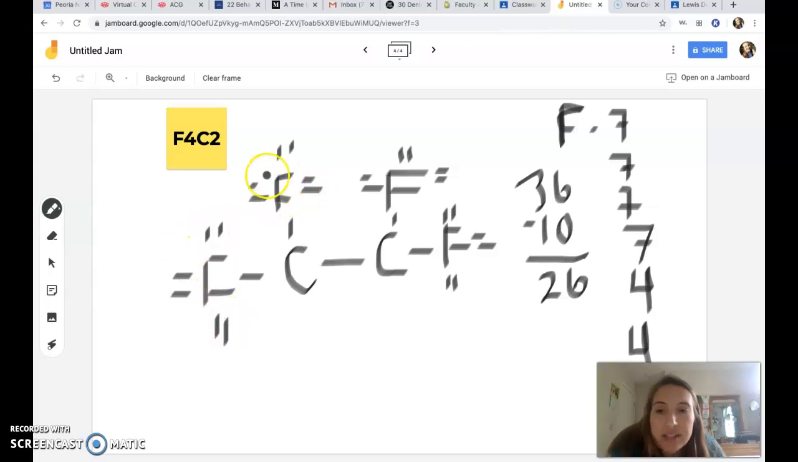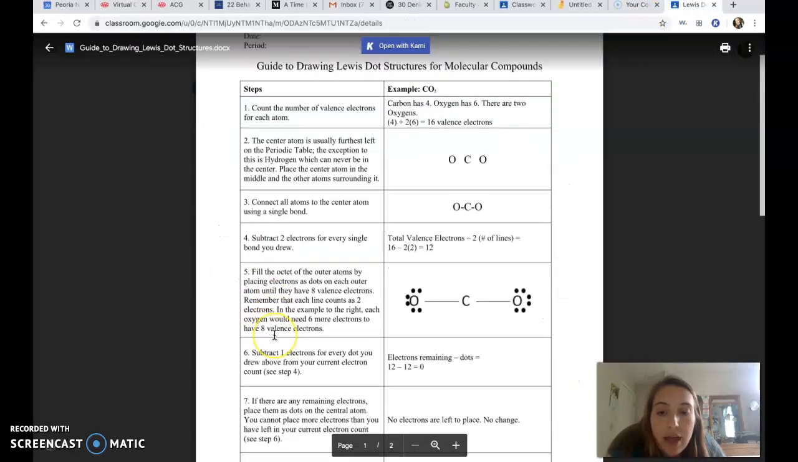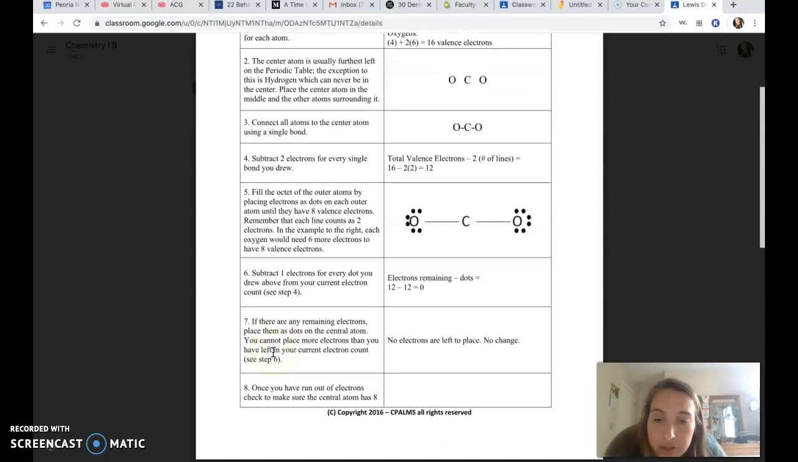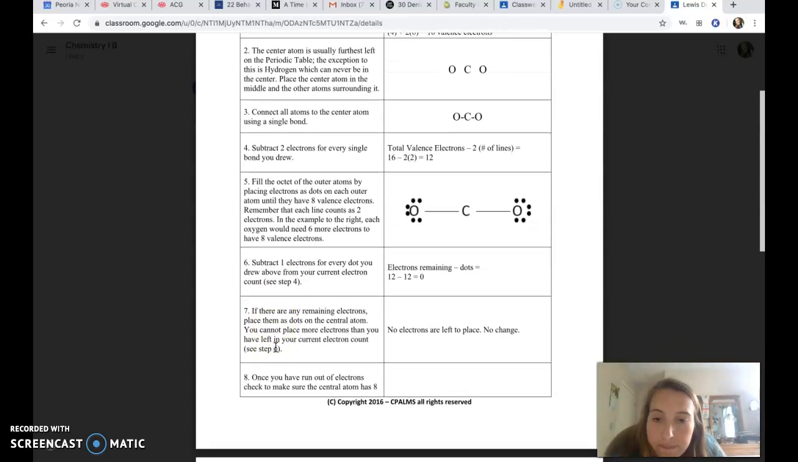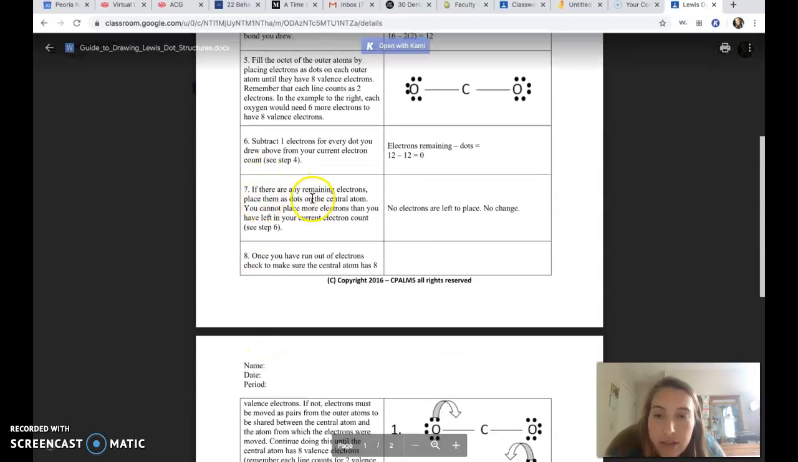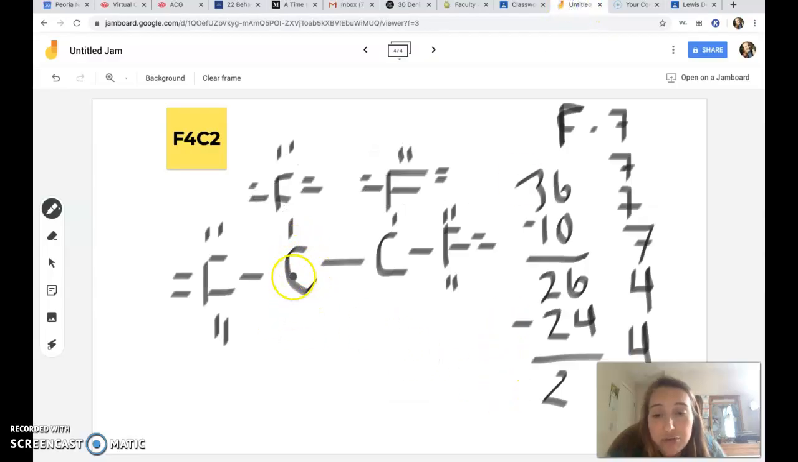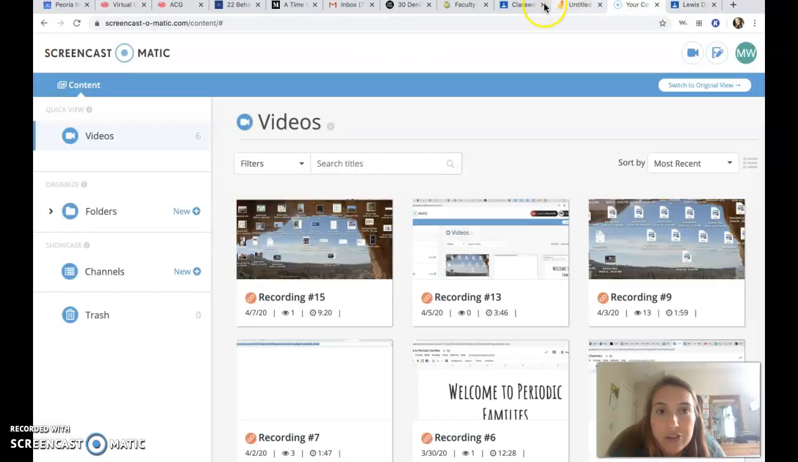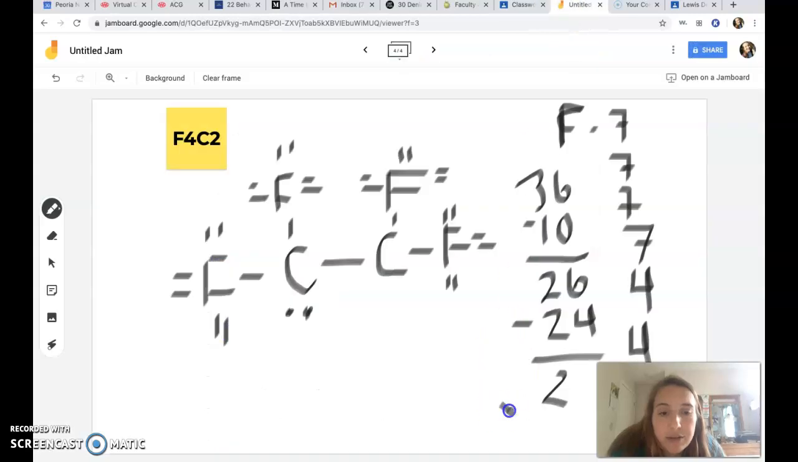I just drew 6, 12, 18, 24. So I'm going to subtract 24 from 26. And then I've got 2 left over. So then I am going to place any remaining dots on the central atom. You cannot place more electrons than you have in your current count. So I'm going to say, okay, I've got 2 electrons. I'm going to choose this one as my center one. So I put them here. And then I'm out of electrons because 2 minus 2 is equal to 0.